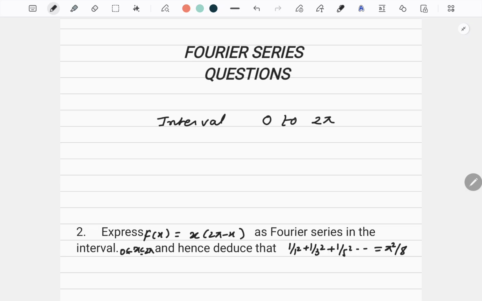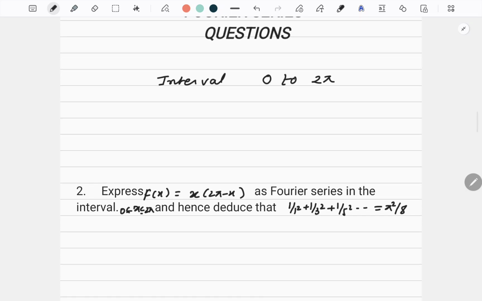Now look at this question. Express f(x) = x(2 pi minus x) as a Fourier series in the interval 0 to 2 pi and reduce this series. What is the first step I told you to do? Whenever a question is given, you need to check whether it is odd or even. Since it is the 0 to 2 pi range, in place of x, I should put 2 pi minus x.